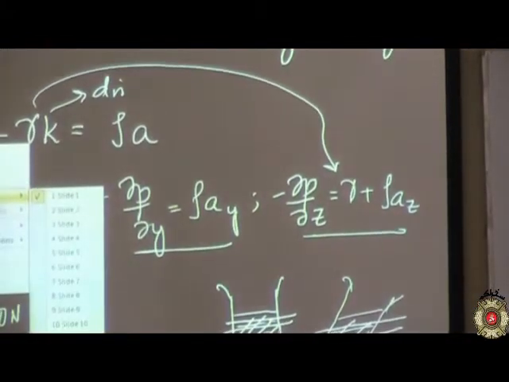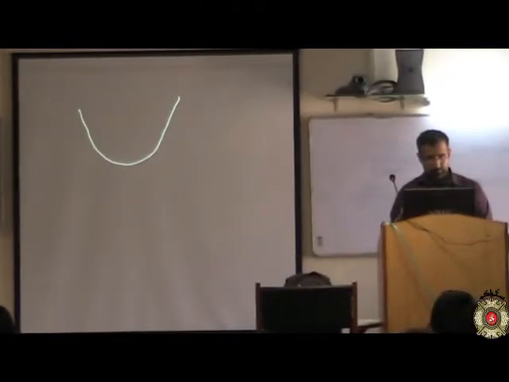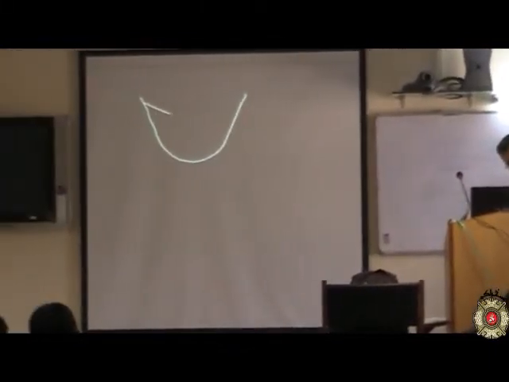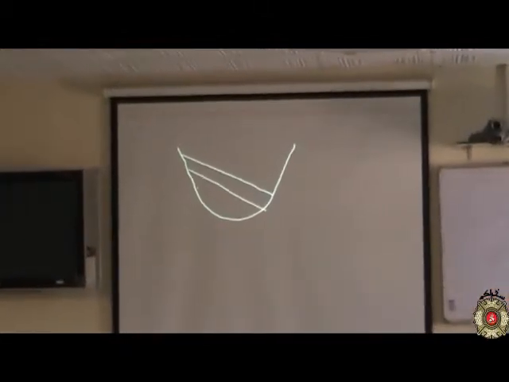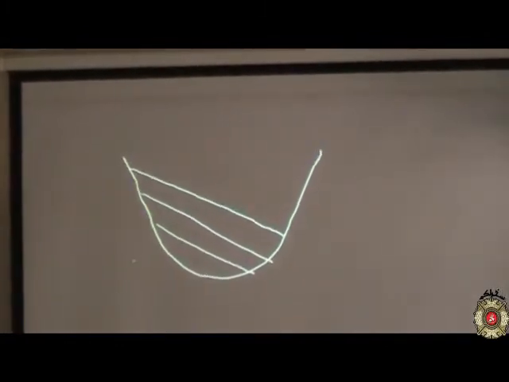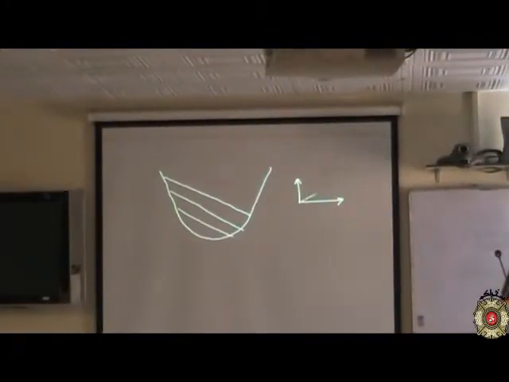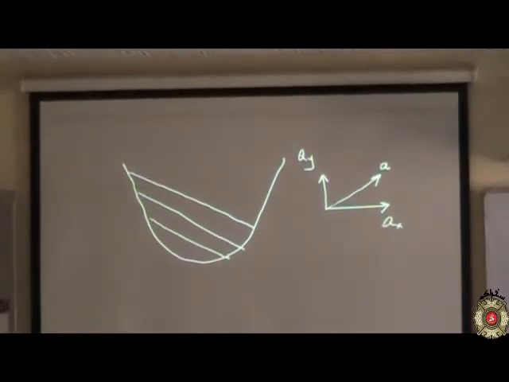Since these are horizontal lines, these horizontal lines will have the same pressure. Let's draw a better and bigger picture, as given in the book. Now I'll do it in a different way. Let's say these are straight lines, and you are accelerating in this direction. This is A of X, this is A of Y, and this is the actual acceleration A.